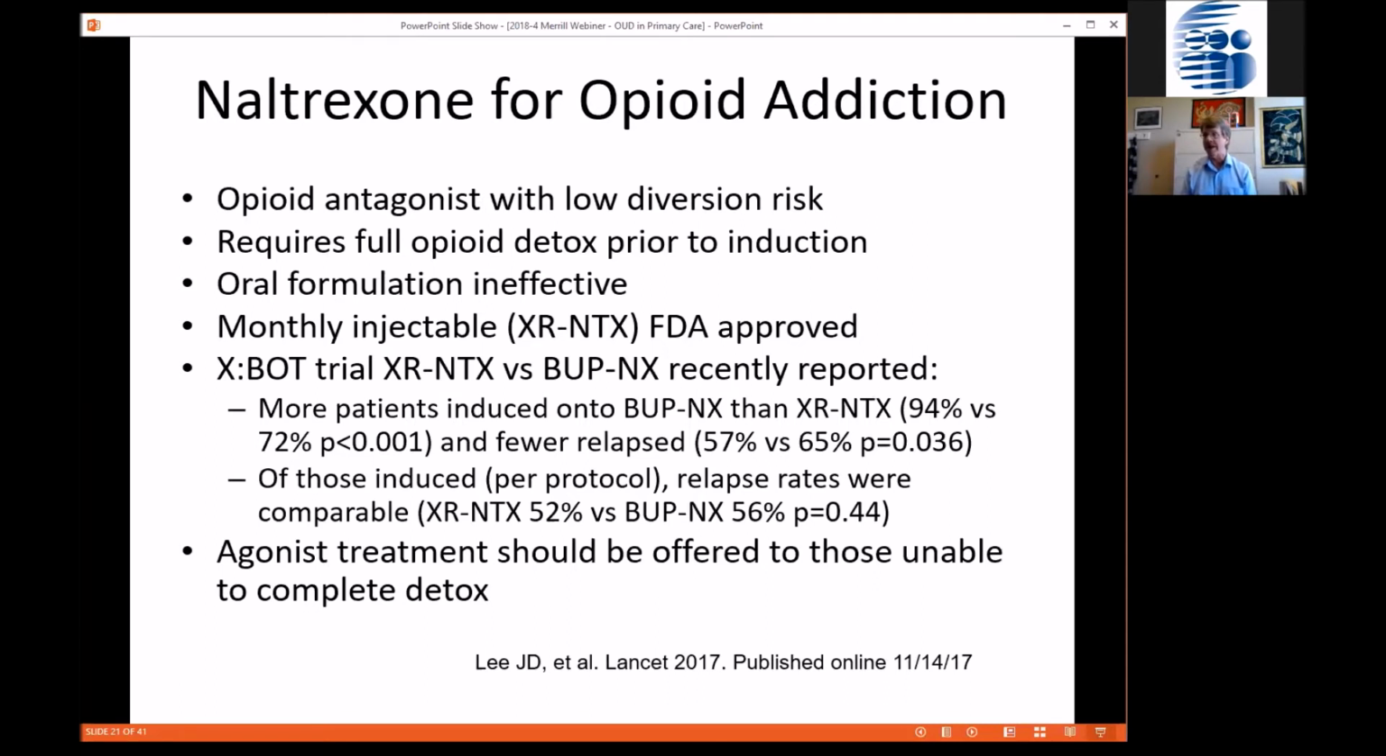The trick is getting them on it, and almost everyone who shows up for at least outpatient treatment, if you talk to them about naltrexone, will choose buprenorphine because they don't have to go through the whole detox thing. So antagonist or agonist treatment with buprenorphine or methadone should be offered to those people who are unable to complete detox if they initially try for the naltrexone route.